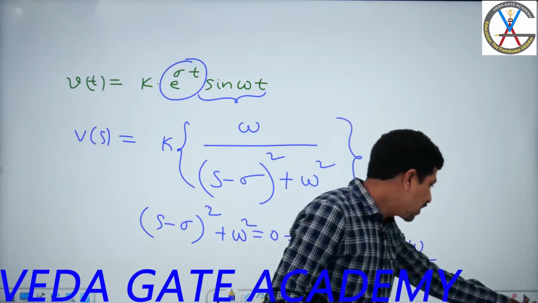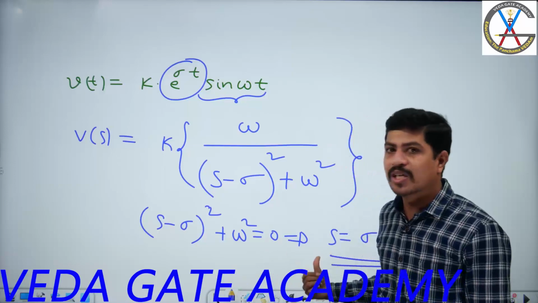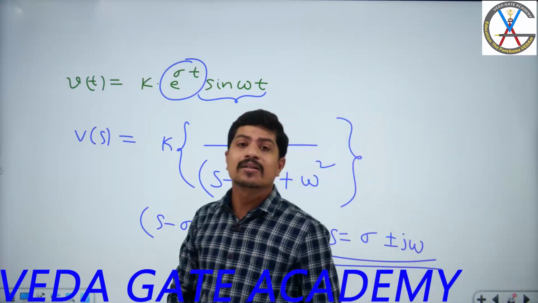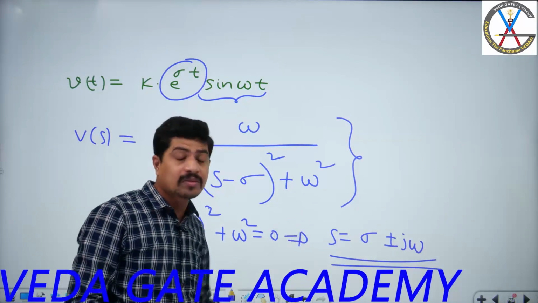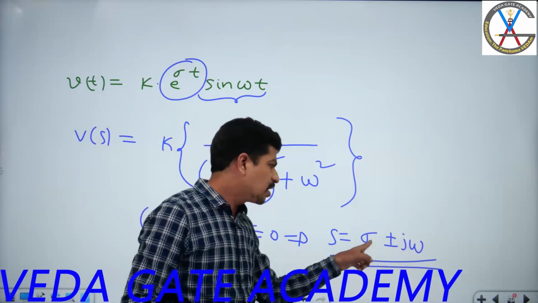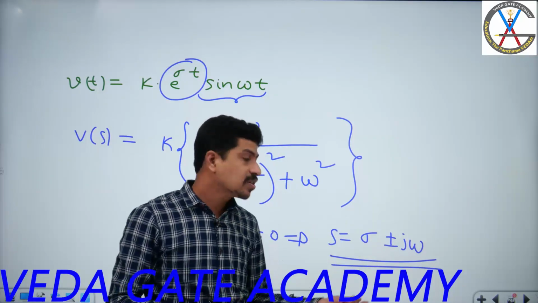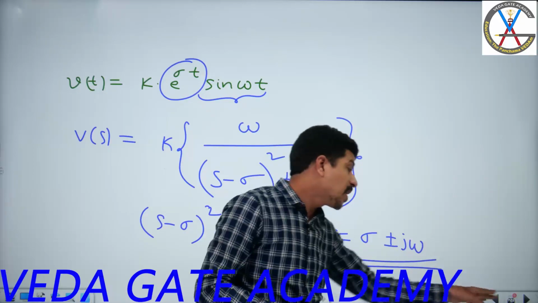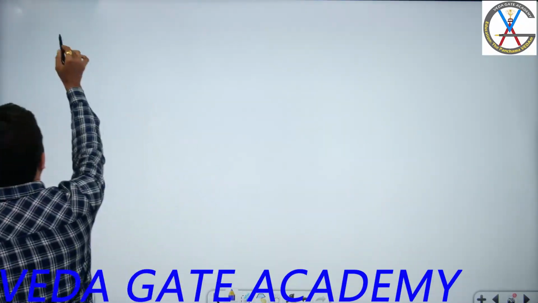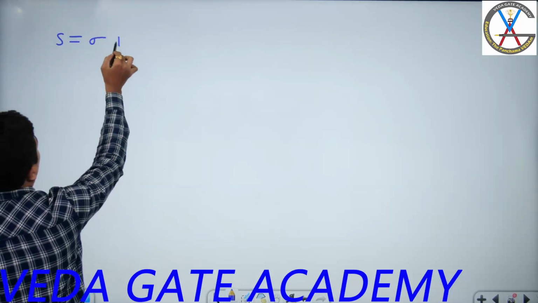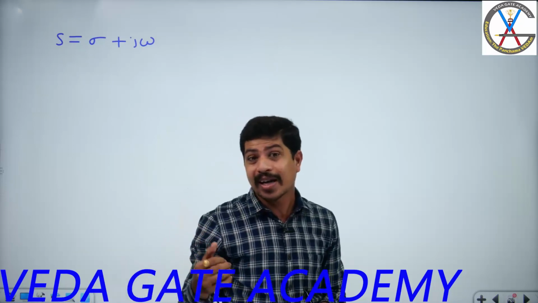Let me list out all the points. I think all of you understood why we substitute s equal to sigma plus j omega: because our generalized function's roots are sigma and j omega. S is called complex frequency. Omega is frequency, so sigma must also be a frequency. Complex frequency means it has a real part and an imaginary part. Here are two interesting points. If you observe, s is equal to sigma plus j omega, with a real part and an imaginary part.